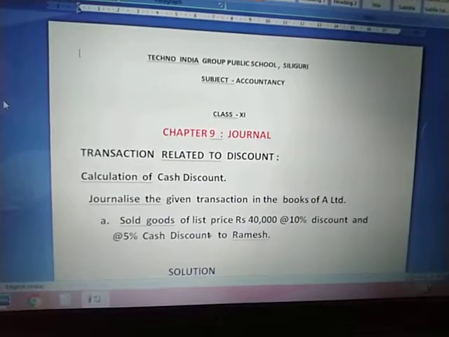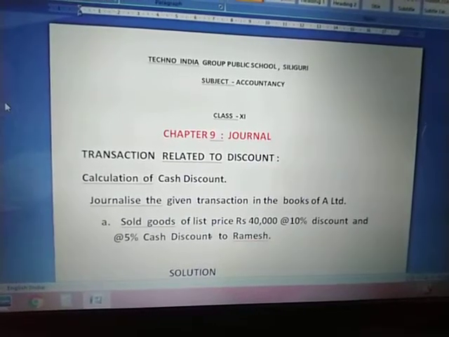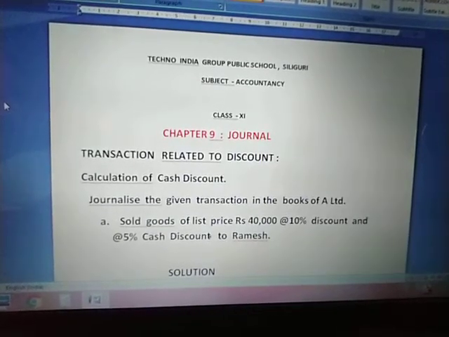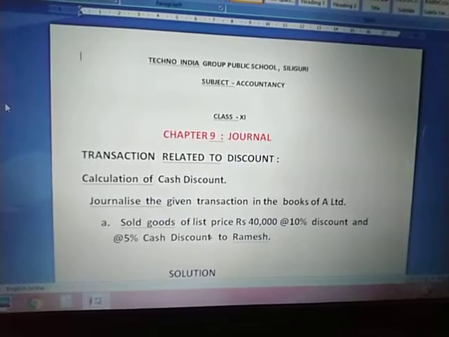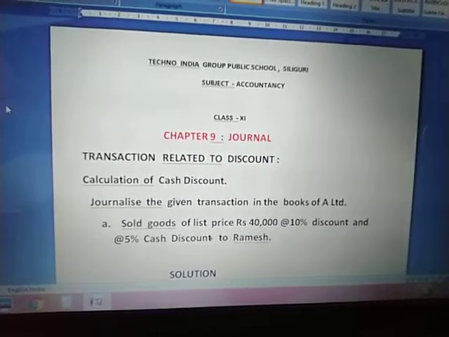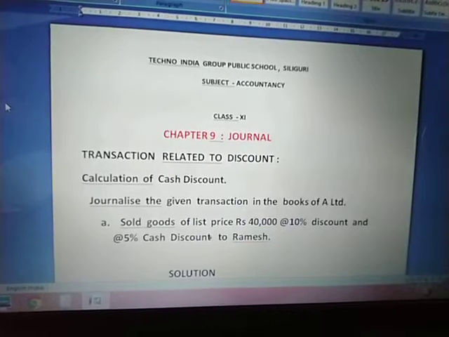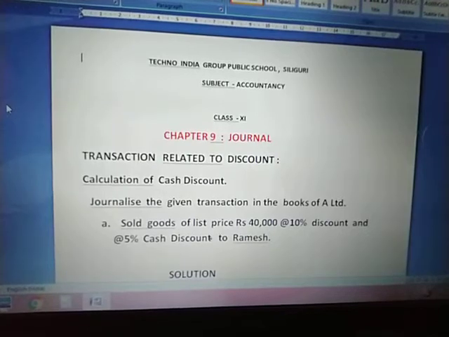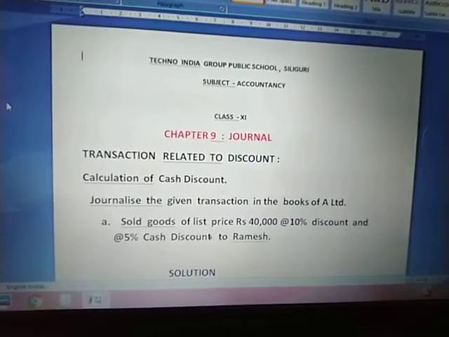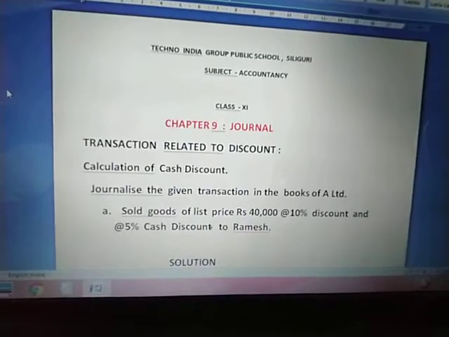So here we have one transaction where it's written: sold goods of the list price, meaning the cost price, rupees 40,000 at 10% discount, here we assume it as trade discount, and at the rate of 5% cash discount to Ramesh. Now let us see what the final selling price will be after both kinds of discount.